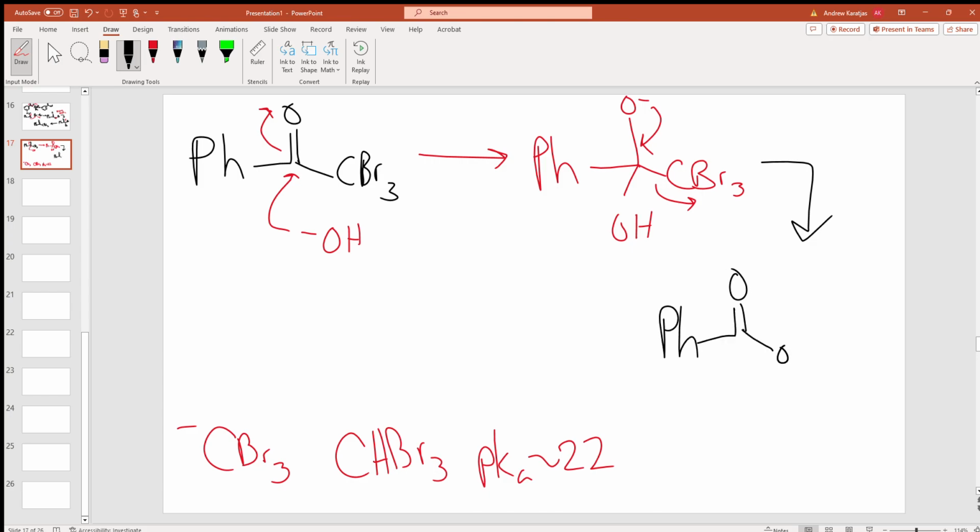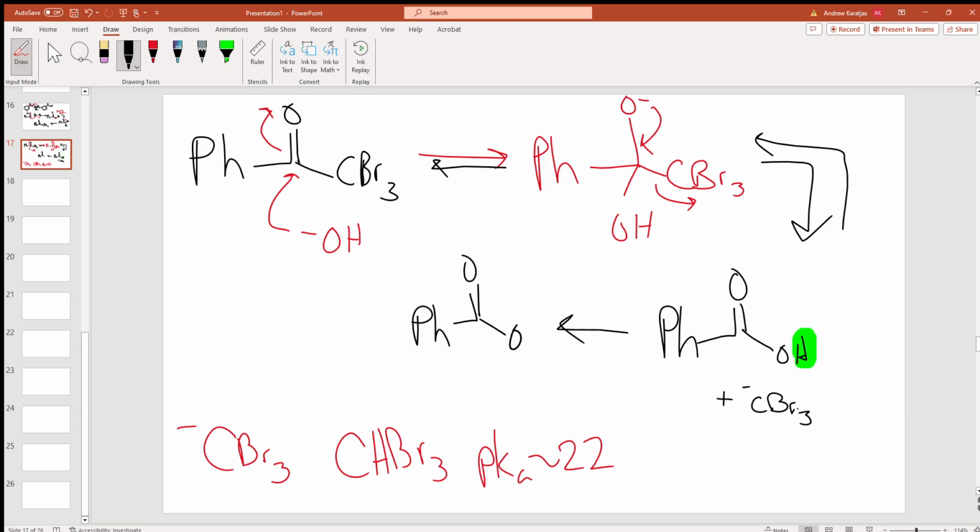As a result, we form a carboxylic acid, plus the bromoform anion. And then between that new anion that's formed, plus the hydroxide that's in solution, those are going to easily deprotonate the carboxylic acid we just made. And so while this step might not have the best equilibrium, this step here of deprotonation to form the carboxylate salt is going to go only in one direction. And then upon quenching with acid, we form our carboxylic acid.